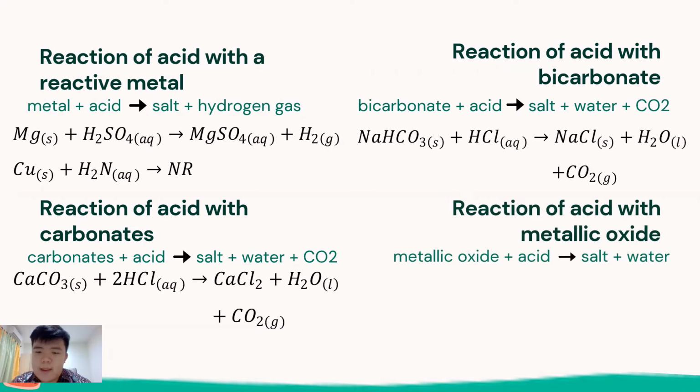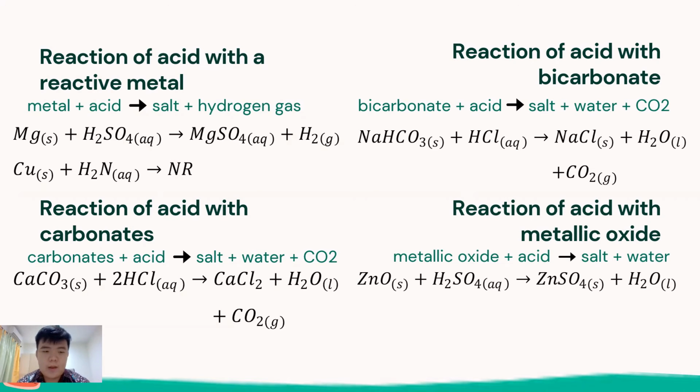The fourth one is the reaction of acid with metallic oxide. When a metallic oxide reacts with acid, it will yield salt and water. For example, zinc oxide, when it reacts with sulfuric acid, will yield zinc sulfate and also a water molecule. Notice that all of these equations are already balanced.